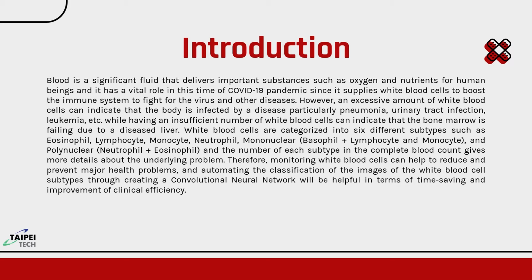White blood cells are categorized into 6 different subtypes such as eosinophil, lymphocyte, monocyte, neutrophil, mononuclear, basophil plus lymphocyte and monocyte, and polynuclear, neutrophil plus eosinophil, and the number of each subtype in the complete blood count gives more details about the underlying problem. Therefore, monitoring white blood cells can help to reduce and prevent major health problems, and automating the classification of the images of the white blood cell subtypes through creating a convolutional neural network will be helpful in terms of time saving and improvement of clinical efficiency.